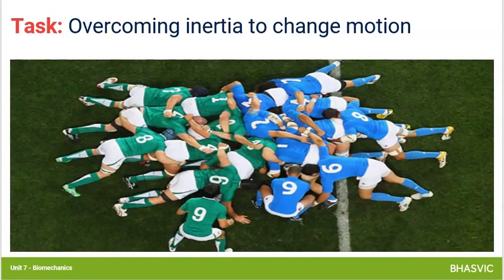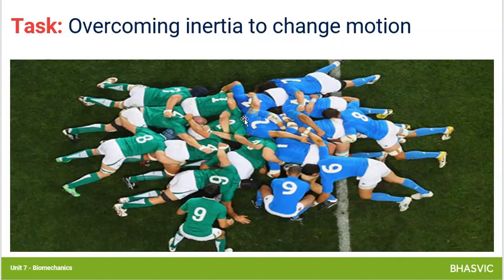Different example, we've got two opposing forces. These two opposing forces, if this scrum was stationary, would be balanced. Greens are pushing, applying the same amount of force as blue. At that point, there's a reluctance for a change in motion. What's got to happen to change the motion of this combination of these two teams is one team's got to apply a bigger force.